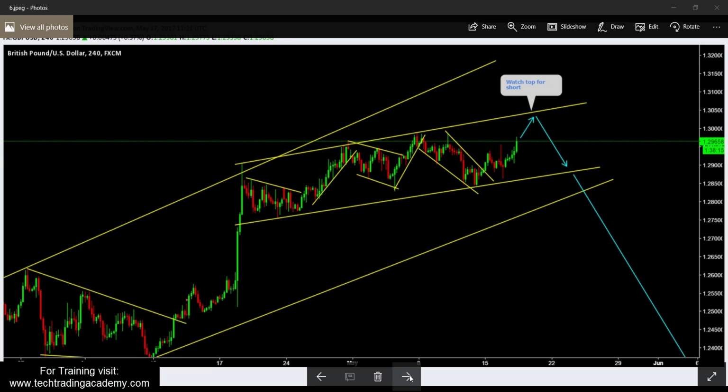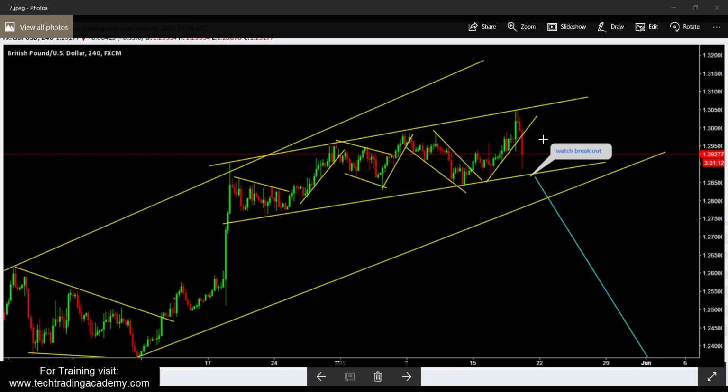So what we have seen is a strong impulse at this area. That strong impulse was showing that we are not going to continue in that direction, so we are going to continue in this direction. Once we saw that impulse at this area, we were looking for price action somewhere here, within these ranges, to look for sell.